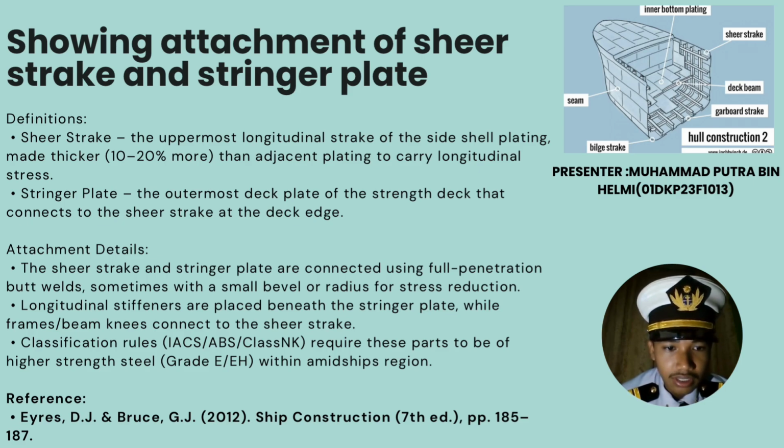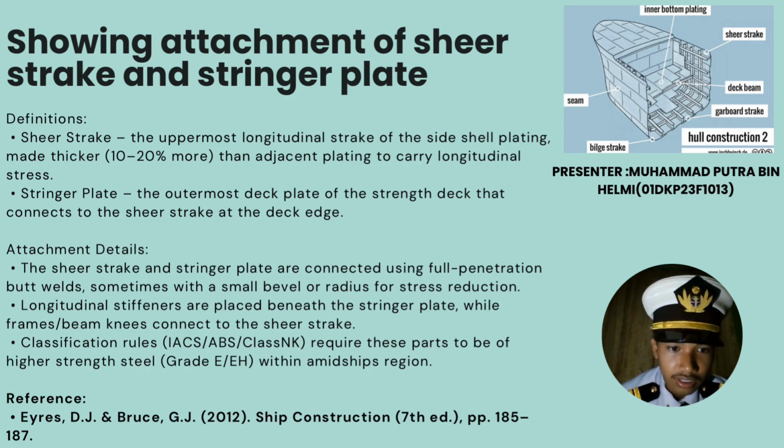First, the sheer strake is the uppermost longitudinal strake of the side shell plating. It is usually made 10 to 20% thicker than the adjacent plating because it has to carry higher longitudinal stress. Second, the stringer plate is the outermost deck plate of the strength deck. It connects to the sheer strake right at the deck edge, helping the deck and side shell work together as one strong structure. Now, how are they connected?